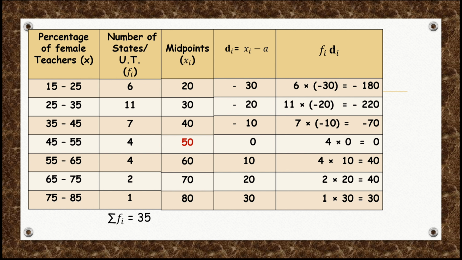Now, we have to add the values in the fi di column to get summation fi di. You can add all the negative values and put a negative sign before the result. Here the result will be minus 470. You can add all the positive values, and the result you will get is 110. If you have a positive and a negative sign, we have to subtract. Subtract 110 from 470. The result will be 360. Put the sign of the larger number. Here 470 is the larger number. So minus 360 will be the answer. So summation fi di will be minus 360.